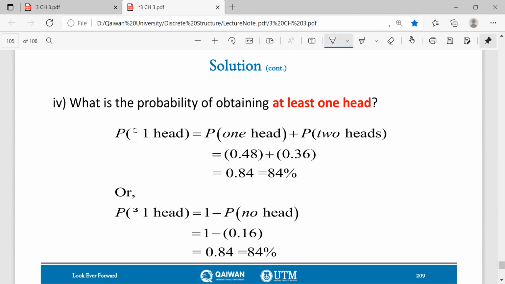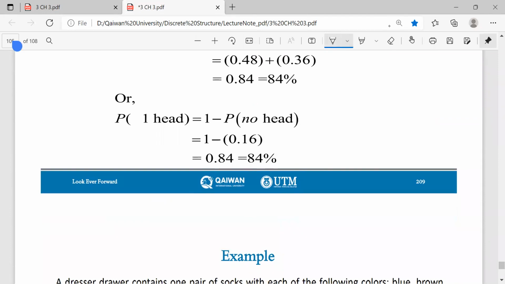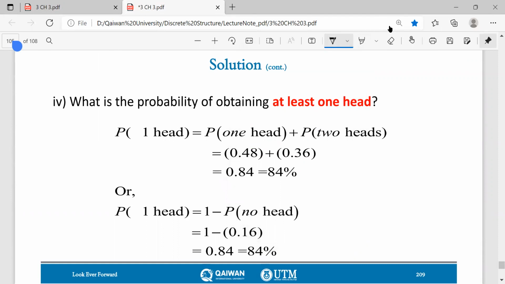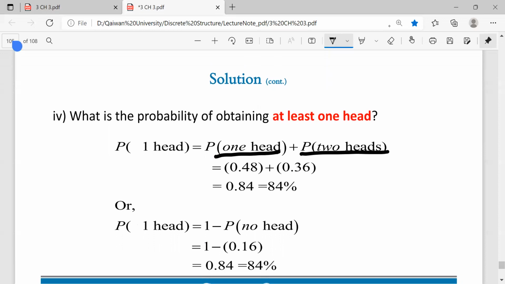Here we have the probability of 1 head. Probability of at least one head is either 1 head or 2 heads. We found these before in the first and second steps. In the first step, we found the probability of 2 heads. And in the second step, we found the probability of 1 head, which is 0.48. The sum of these two is 0.84.